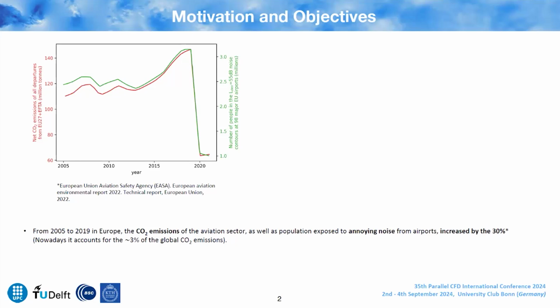Here I'm showing you a plot which shows how the CO2 emissions of the aviation sector have changed over the last years, in which you can see this increase of 30%. Of course, then we have this sudden decrease. This was the COVID-19 situation. But now we have recovered the normal levels of emissions, and indeed, this is still increasing.